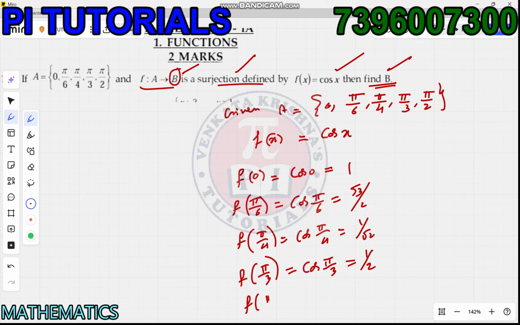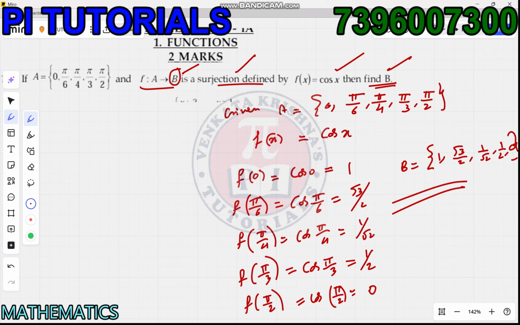F of pi by 2, so cos pi by 2 means cos 90. So cos 90 is equal to 0. Then set B is equal to the set of images: 1, root 3 by 2, 1 by root 2, 1 by 2, 0. So this is the answer.